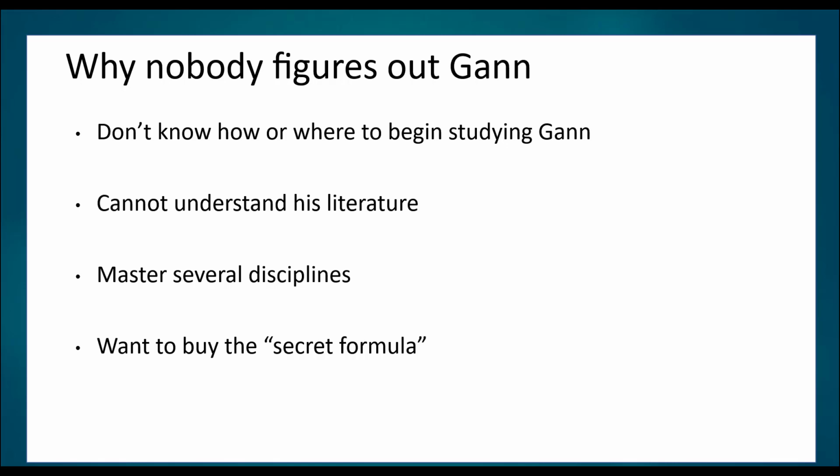Okay, why is it so difficult to figure out Gann? Why are most people not able to get to the bottom of it? The reason it's so difficult is, first of all, it takes a very open-minded person to even be able to grasp his ideas. In fact, they're mocked and ridiculed in our society, right?